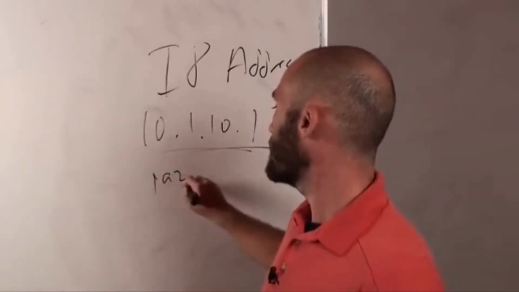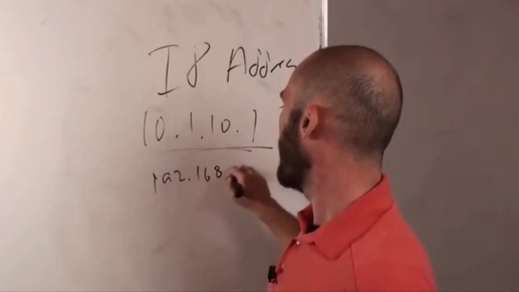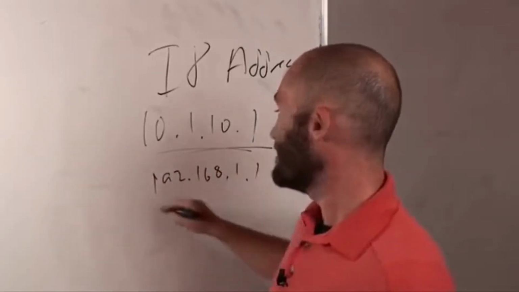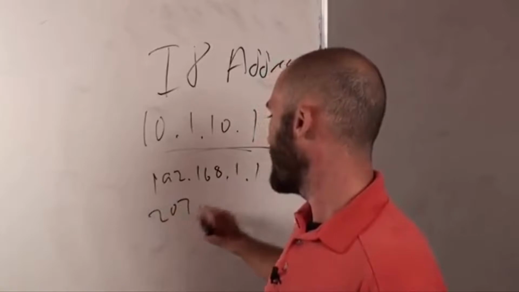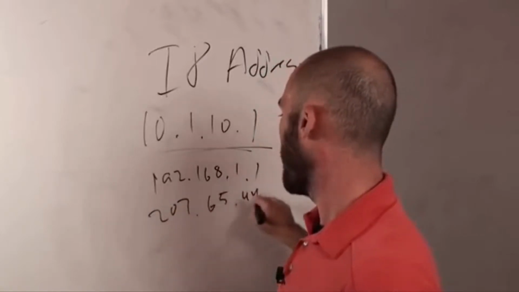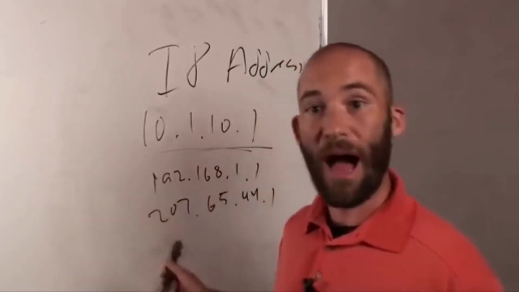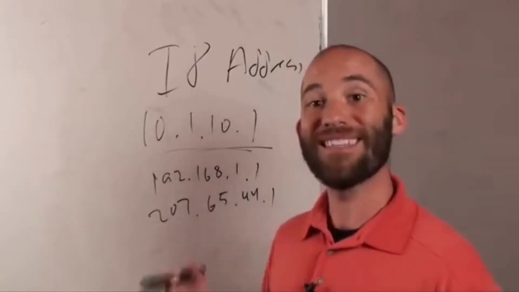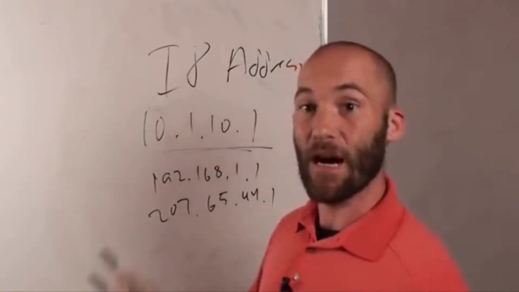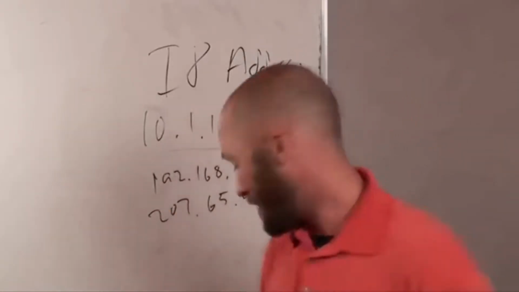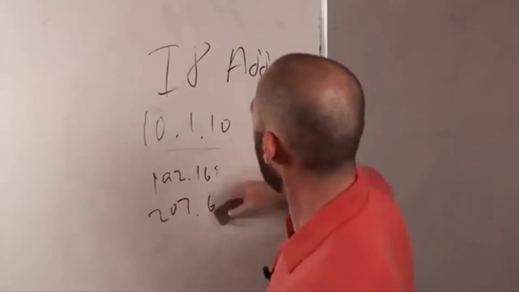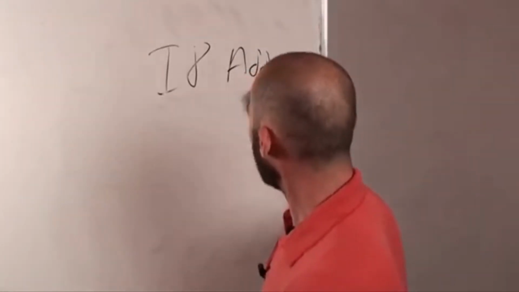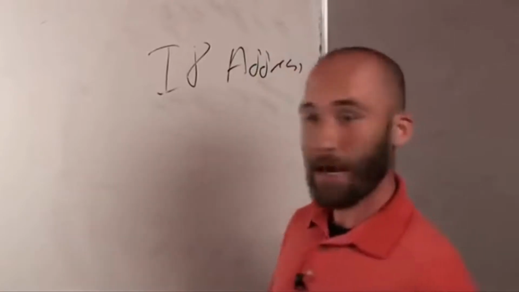10.1.10.1, 192.168.1.1, 207.65.44.1. These are all IP addresses. So every device on the network needs what is called an IP address. Then, after you have the IP address, you have something called the subnet mask.